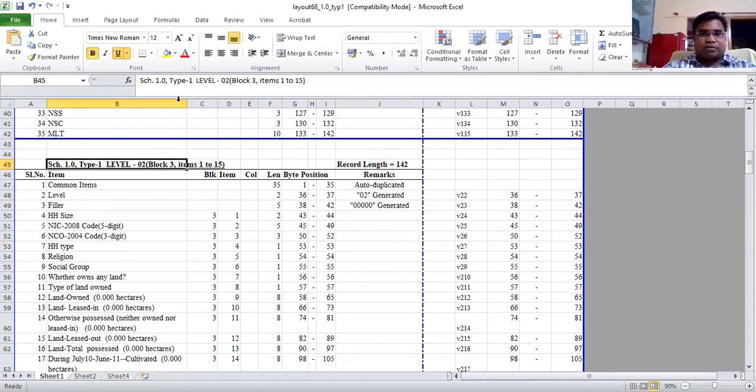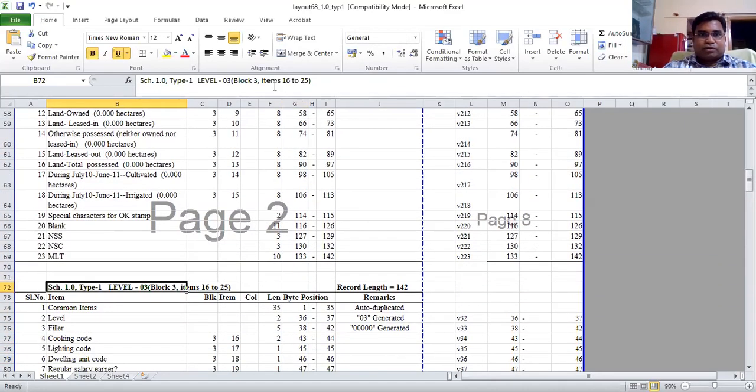Now let us move on to the next level, level 2. As you can figure out easily, it contains information of block 3, but only for item numbers 1 to 15. So level 2 does not consider all the information from block 3. Now let us see what is there in level 3. Level 3 contains information of block 3, item numbers 16 to 25.